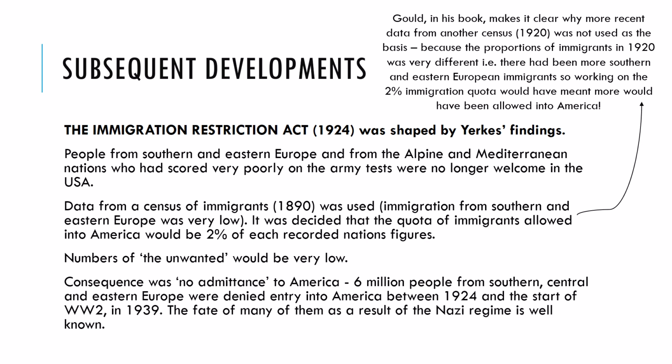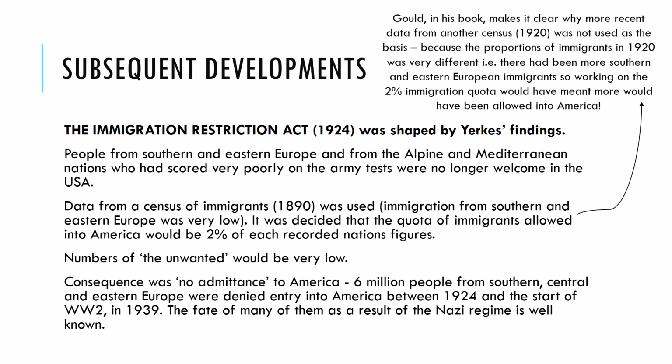And by picking this one that had already a low quota and then reducing that quota to 2% of the original figures, that means that the numbers of people who you classified as the unwanted because of their intelligence levels would be very low. Okay.